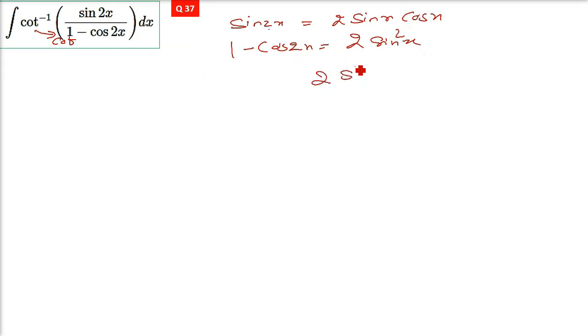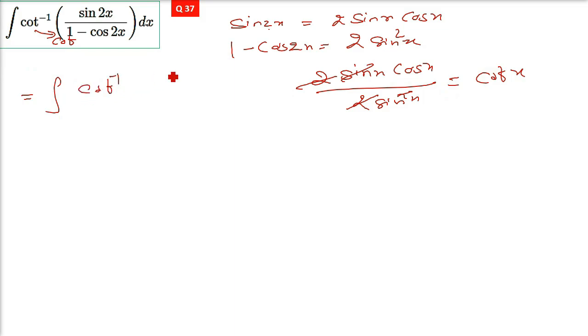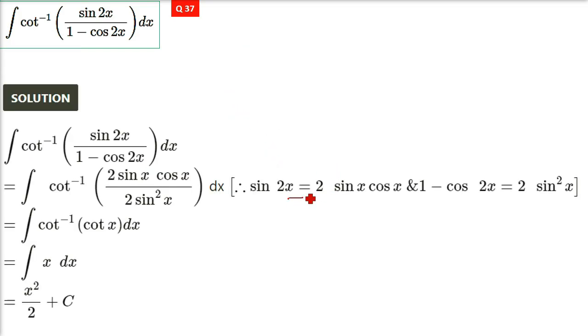Now let us write sine 2x as 2 sine x cos x and 1 minus cos 2x as 2 sine square x. Now cancel these two. 1 sine will cancel with 1 sine, you will get cos x by sine x. Cos x by sine x is cot x. So in the integration of cot inverse, in place of this thing we will write cot x. Now when we have this cot inverse, you can cancel them out and you are only left with x dx, and this is very simple. X square by 2, while sleeping also we will be able to do this. X square by 2 plus c. So this is how you are going to write. Please write the formulas so that the examiner knows it.